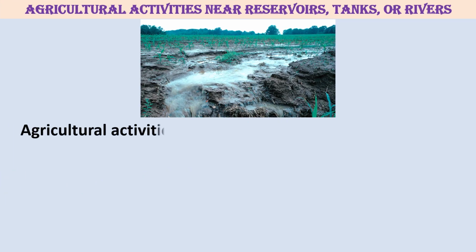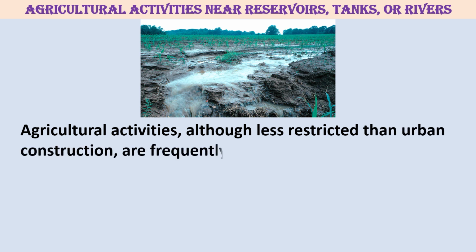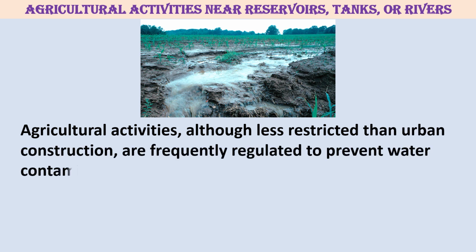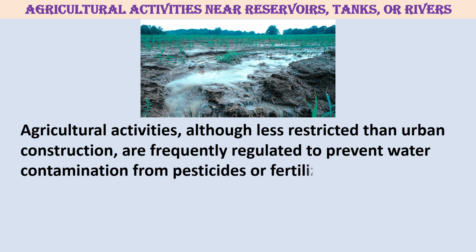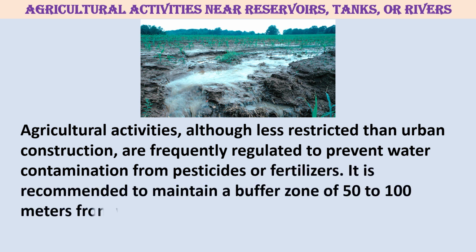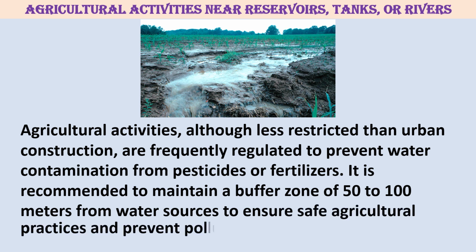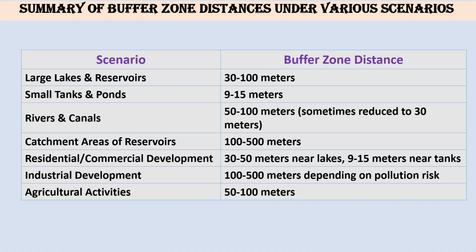Agricultural activities, although less restricted than urban construction, are frequently regulated to prevent water contamination from pesticides or fertilizers. It is recommended to maintain a buffer zone of 50 to 100 meters from water sources to ensure safe agricultural practices and prevent pollution runoff into water bodies. Summary of buffer zone under various scenarios.